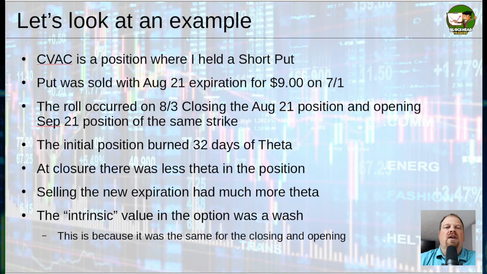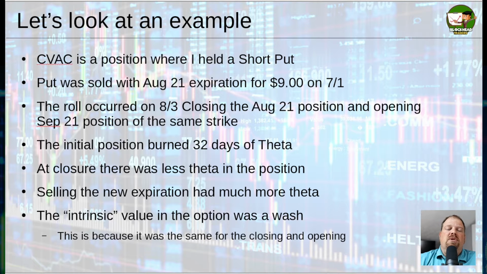So what happened here is that the original $9 that I collected was all extrinsic value, and that was slowly decaying over time, 32 days to be exact. And when I went to close it, there was significantly less theta left in that option because it was close to the expiration cycle. It was about 2 weeks out from expiration. So there still was some theta left, but considerably less than when I opened it.